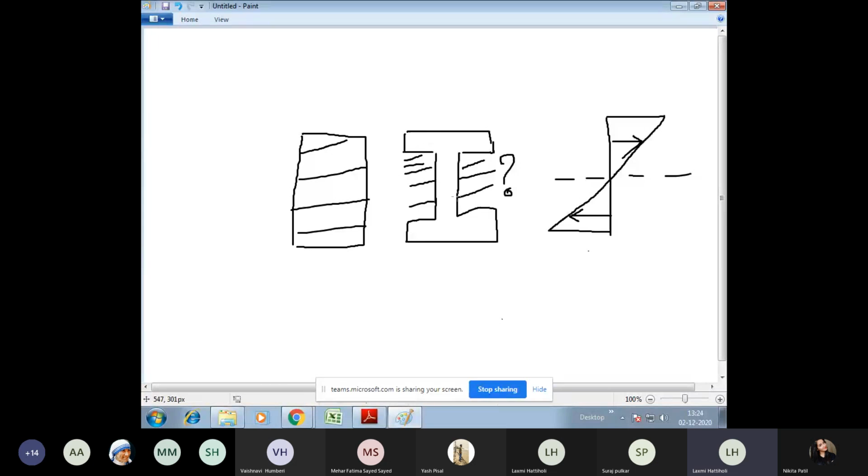Just compare the area. Where is the area maximum? In the I section, whatever shaded area I have drawn is entirely removed. This part is removed. So which area is maximum, I section or rectangular section? Rectangular section.